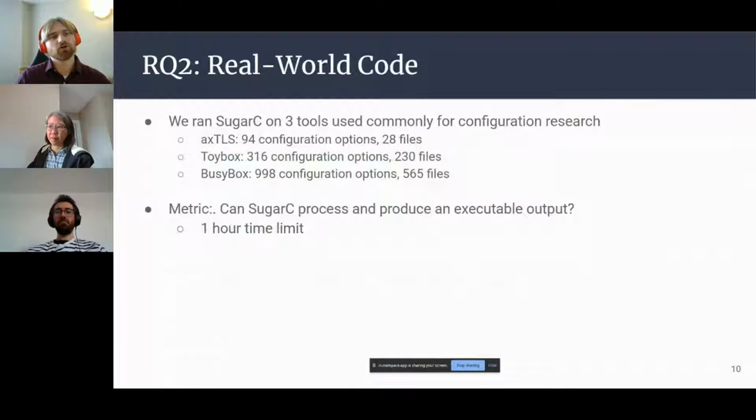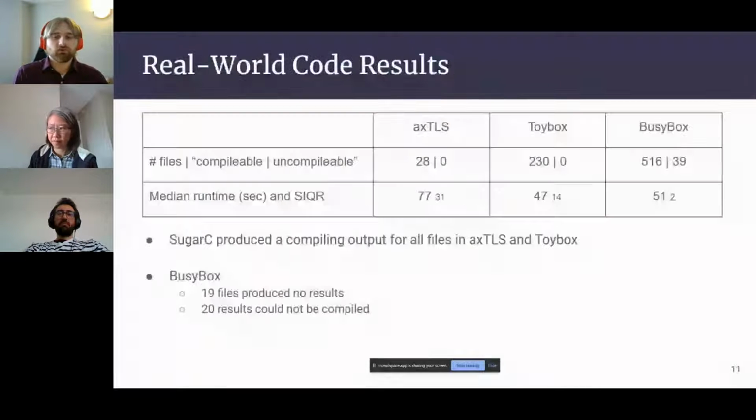To run on real-world code, we ran on AXTLS, Toybox, and BusyBox, which we chose for their use in configuration research, as well as their large number of configuration options and moderate size of files. And our metric is, can SugarC process this and produce an executable output in 1 hour? And the answer is overwhelmingly yes. We supported every file in AXTLS and Toybox, as well as 516 of the 565 in BusyBox.